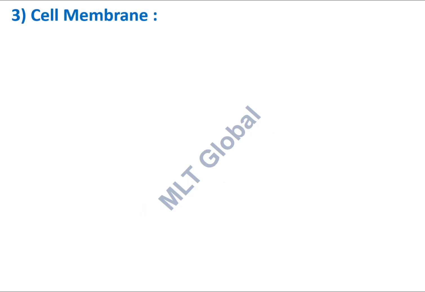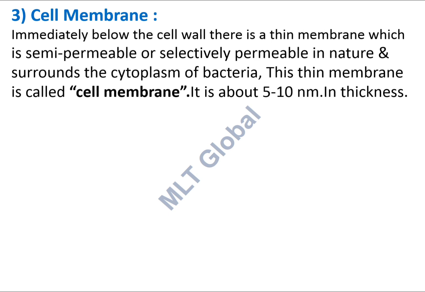Cell membrane. Immediately below the cell wall there is a thin membrane which is semi-permeable or selectively permeable in nature and surrounds the cytoplasm of bacteria. This thin membrane is called the cell membrane. It is about 5 to 10 nm in thickness.